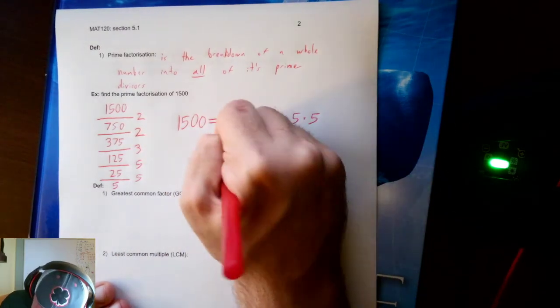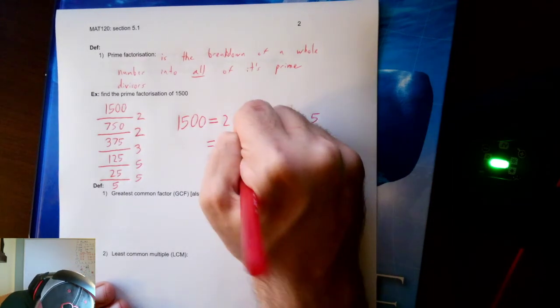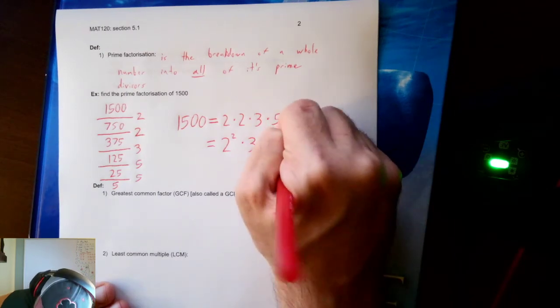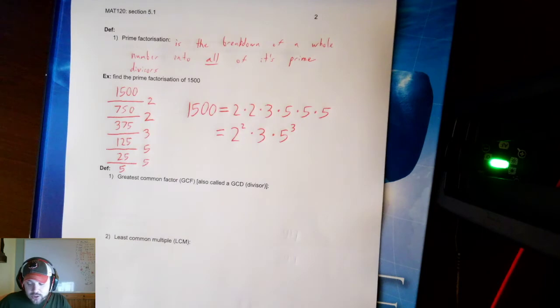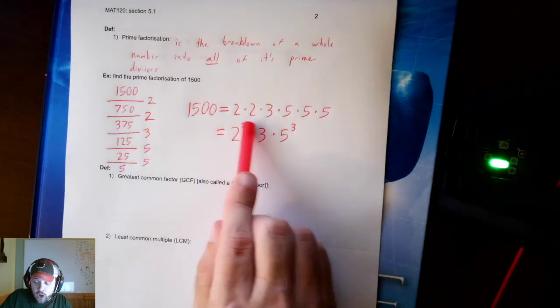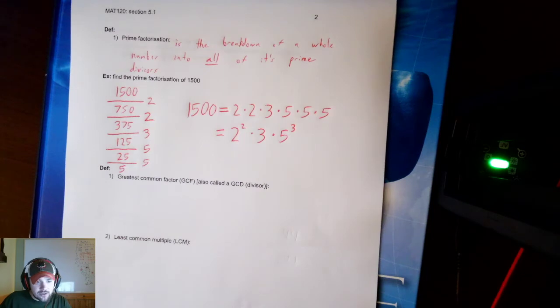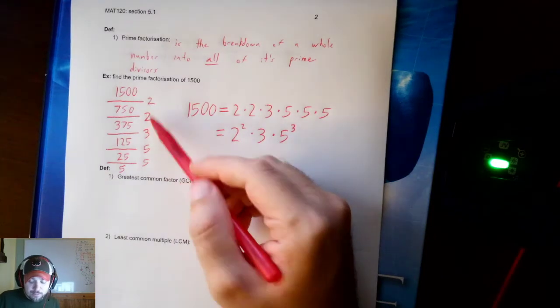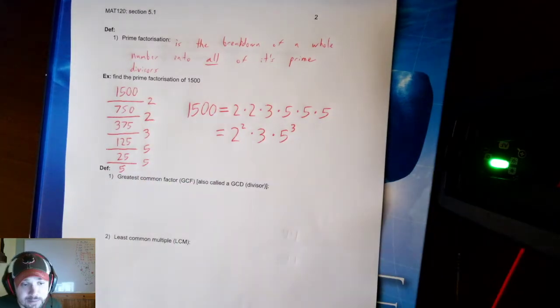Or, if we wanted to use some exponents, we're welcome to do that as well. We can have 2 to the second times 3 times 5 to the third. We broke 1,500 down into all of its prime divisors. We factored it into its prime factors. We found its prime factorization. And that is the process we will use. We keep breaking the number down until it cannot be broken down any farther.